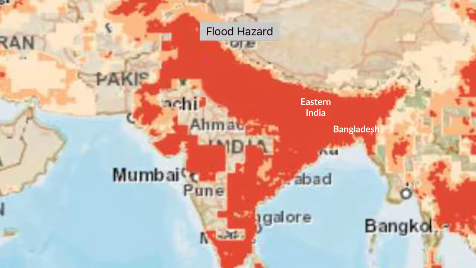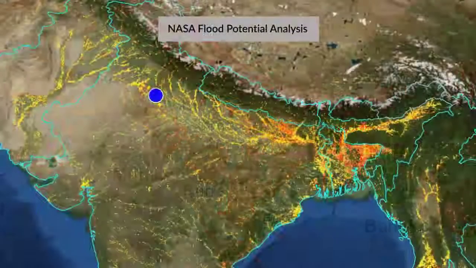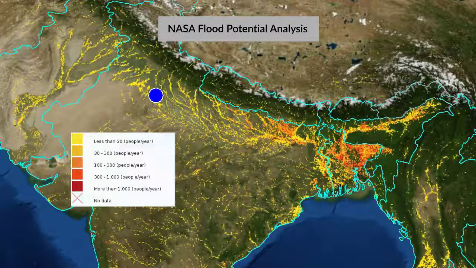Here you can see parts of eastern India and Bangladesh are highly populated areas and are prone to flood virtually every year. So the impact of the floods in these places is much more than regions that have frequent flood but low population density. You can also see flood forecasts, for example from NASA, here.